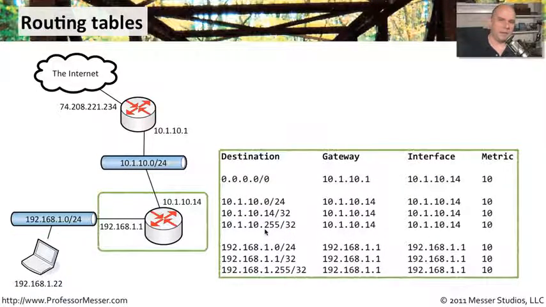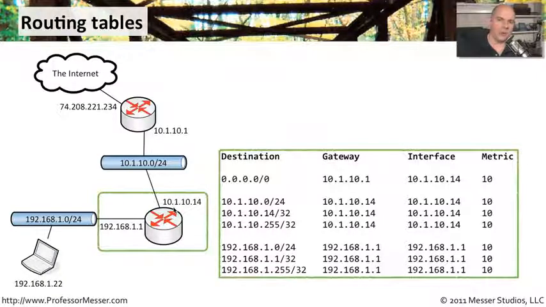Now let's change our perspective a little bit. Let's look at the routing table that happens to be on this router. It's going to be a little bit different than what we saw on our workstation, because this router is not only connected to the 192.168.1 network, it is also connected to the 10.1.10 network. This is exactly the configuration I have in my office.